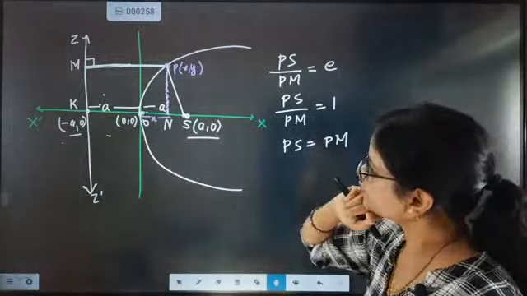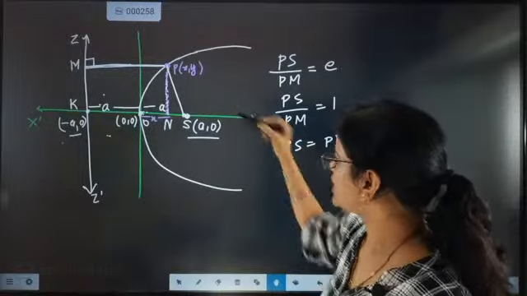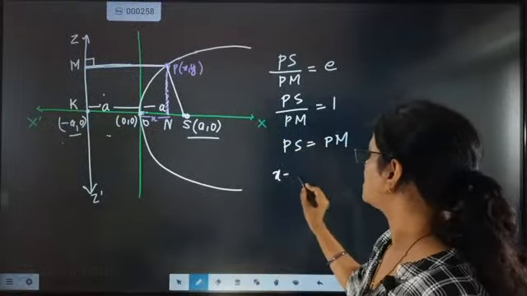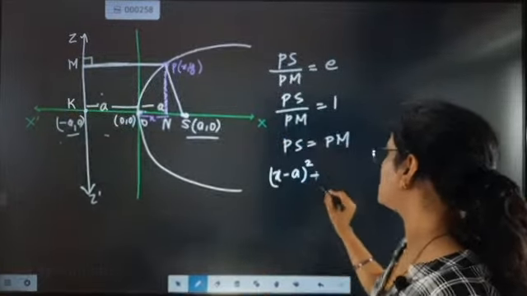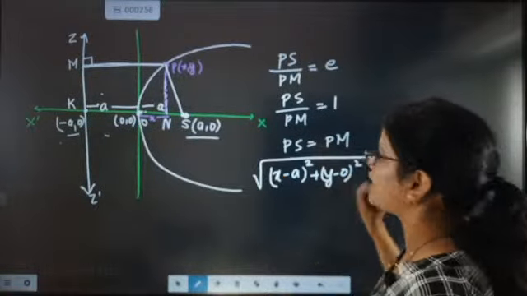PS by PM. Okay. Now first we are going to write PS. PS is x minus a whole square plus y minus 0 whole square. Okay. Now it's time to find PM.